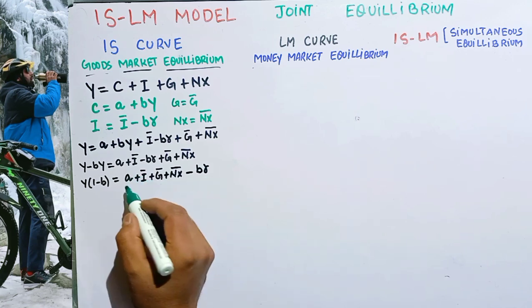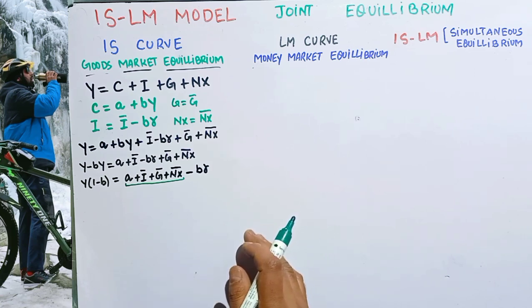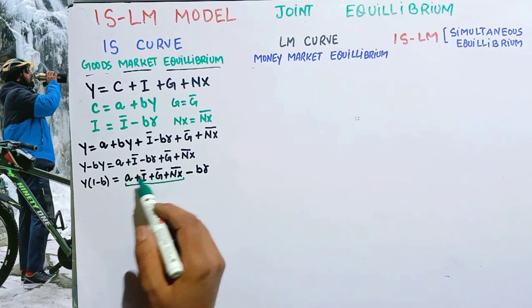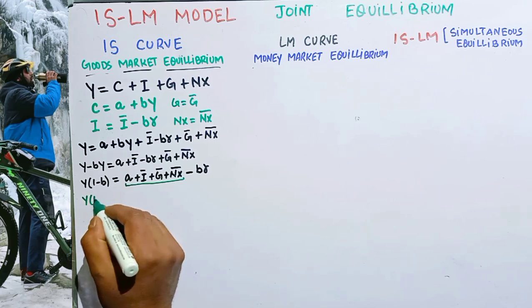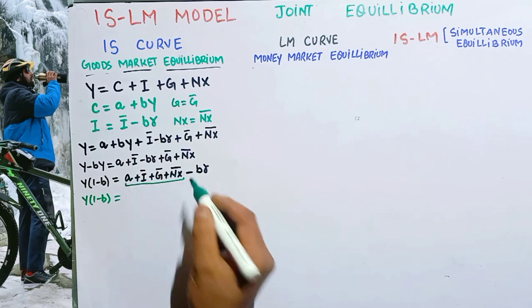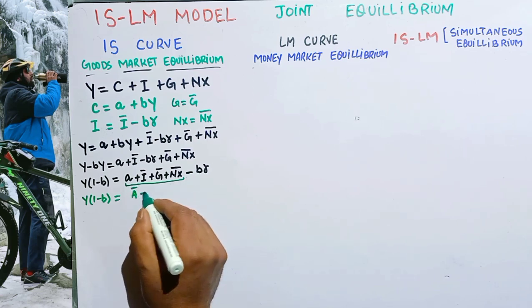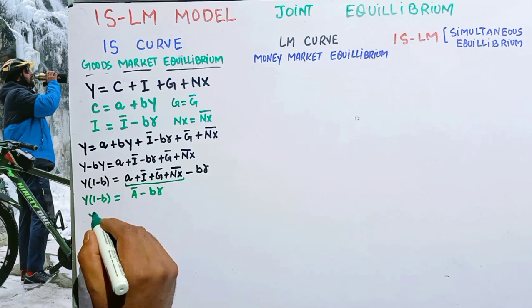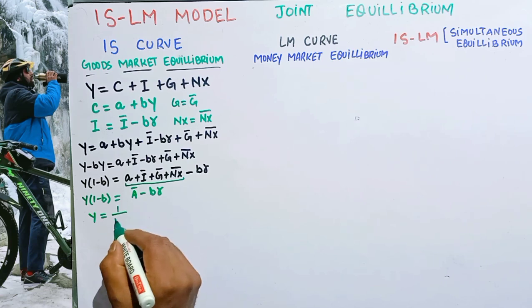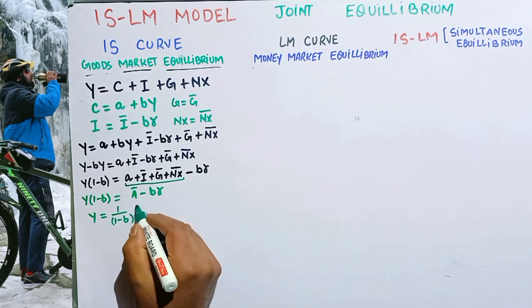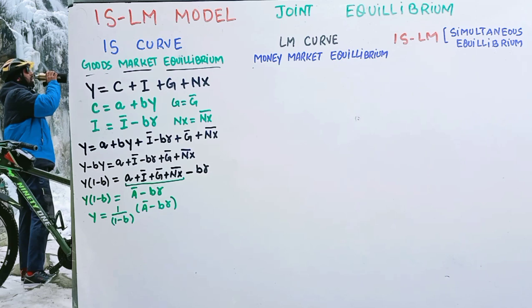so let us see here, these terms are the autonomous expenditures here. Okay, and they are independent of the level of income or rate of interest. So I can write Y times 1 minus B is equal to, in place of these autonomous expenditures, let's denote it by A bar. Then we are left with minus BR only, or our Y will be equal to, if I transpose, 1 upon 1 minus B, times A bar minus BR. So this is our IS curve.